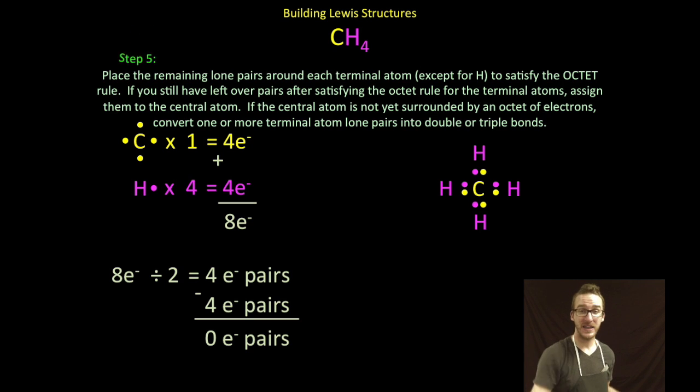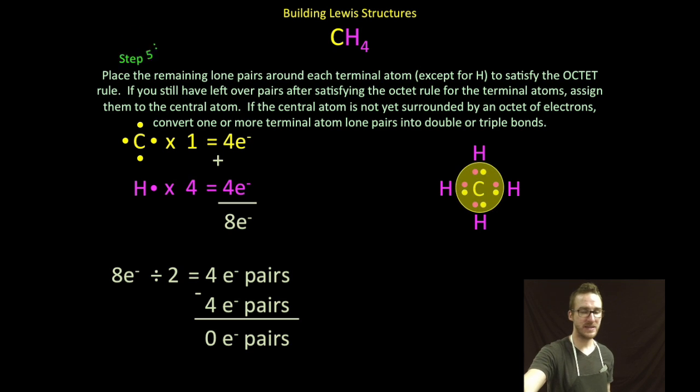Step 5: Here's where we basically check our structure. If we have any pairs left, we add them to the terminal atoms first. We don't. If we still have any pairs left, then we put them on the central atom. Again, we don't. And then always check to make sure that the atoms that follow the octet rule do.